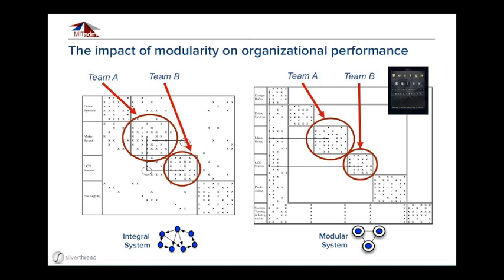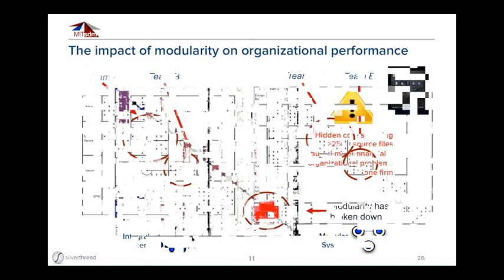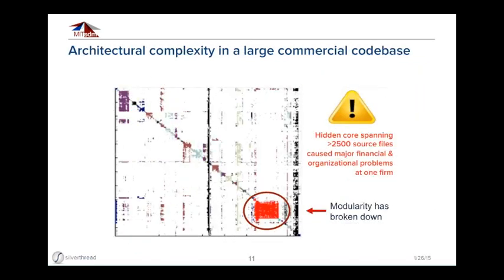The rate of return on research and development dollars can be substantially higher if my success doesn't depend also on you being able to accept my change into your technology. So that's the difference between an integral system and a modular system. Now, we at Silver Thread have been looking at a lot of commercial code bases, and here's an example of one where modularity has broken down.